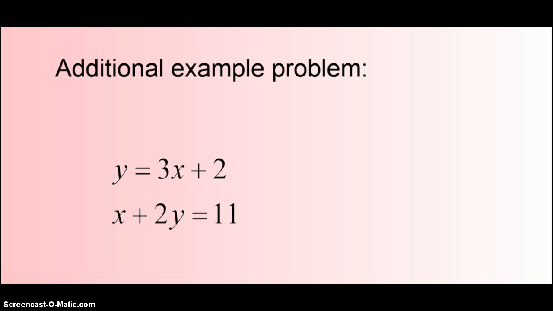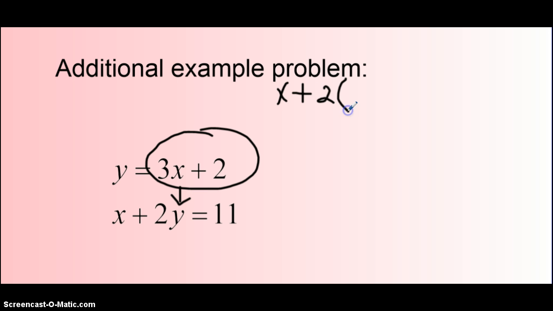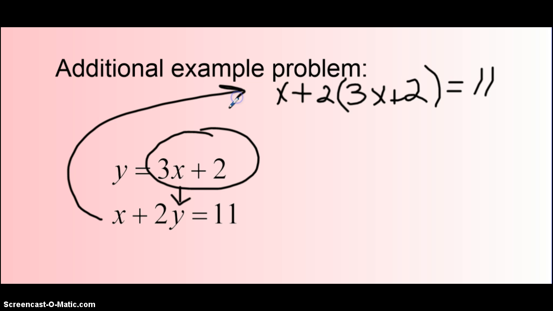Here's one more example problem. Notice that this is already set up in a y equals. That's beautiful. I don't have to do anything other than do the substitution where y is located. This gives me a new equation of x plus 2 times 3x plus 2, I'm substituting it for y, is equal to 11. So I'm taking this equation and rewriting it with the y equals 3x plus 2.